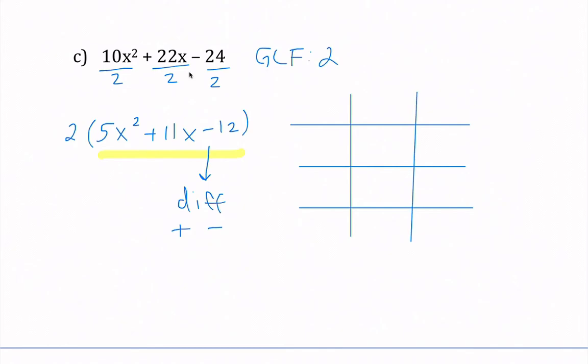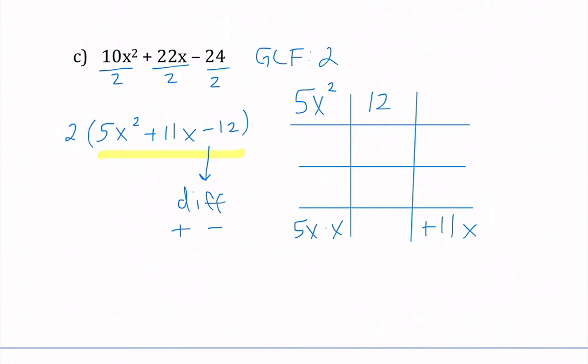So I put my first and my last. I'm going to put 5x squared and 12. My middle term, including the sign, so that plus 11x, goes down here. All right, so now we have to find my factors of 5x squared. So what two things can I multiply together to give me this guy? Well, that's 5x and x.